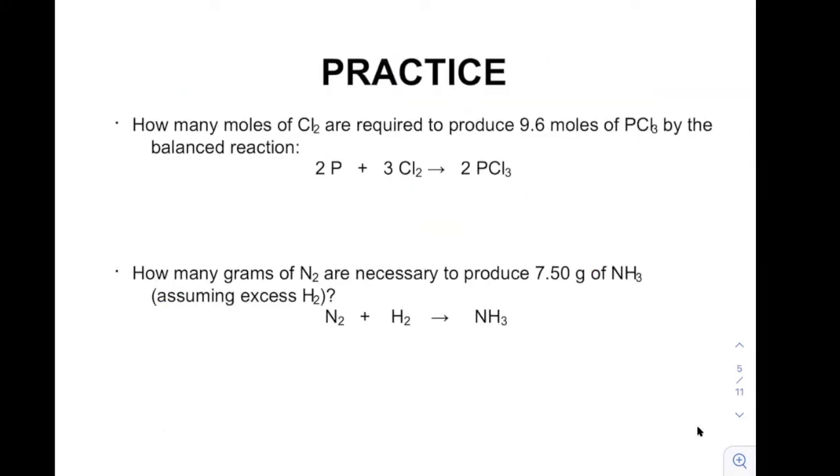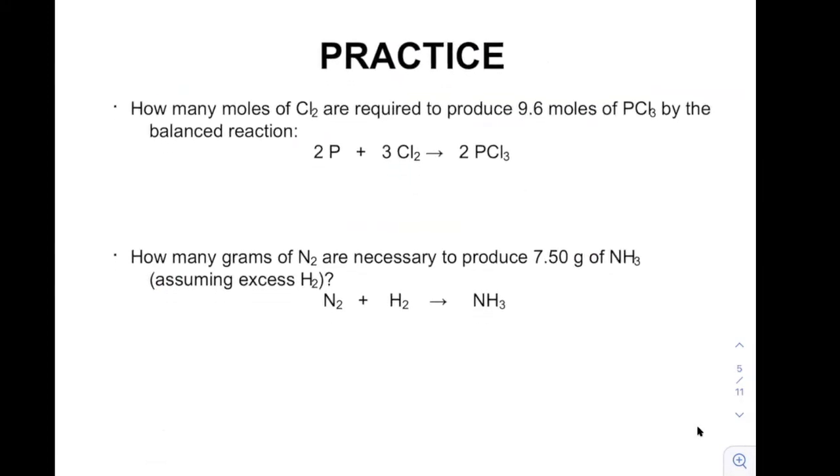Here's a practice page that we will work on together in class. If you wanted to start thinking about it before class, that's great. You want to be careful because sometimes I'll give you the balanced chemical equation. Other times it won't be balanced.